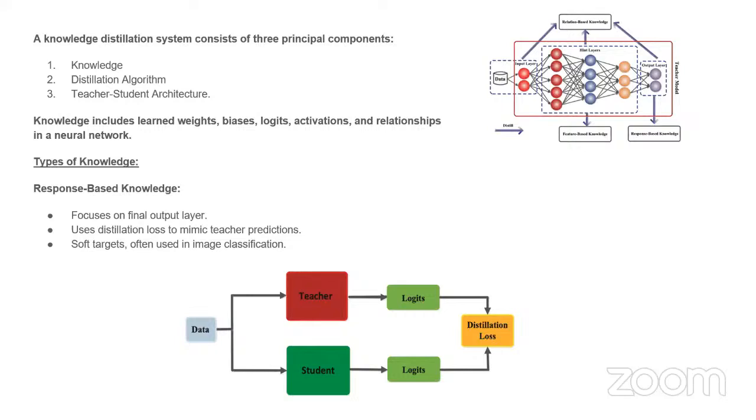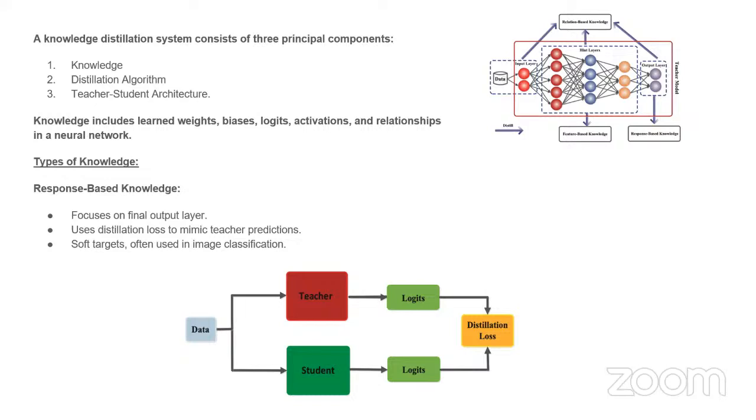Our knowledge distillation systems consist of three principal components. First is our knowledge. Second is our distillation algorithm. And third is our teacher-student architecture. Knowledge includes learned weights, biases, logits, activations, and relationships in the neural networks. So we will first see the types of knowledge.